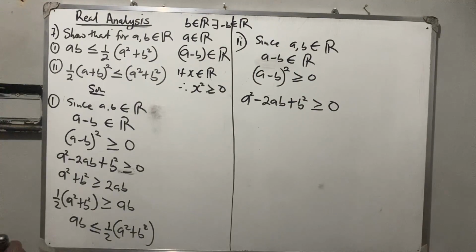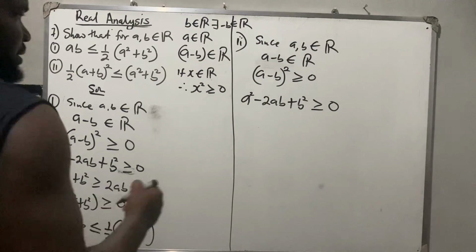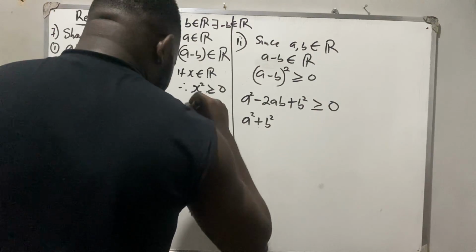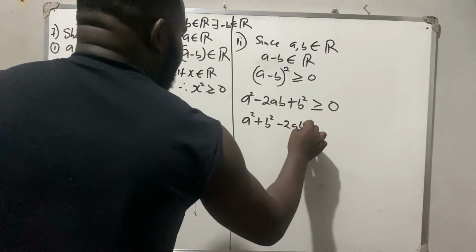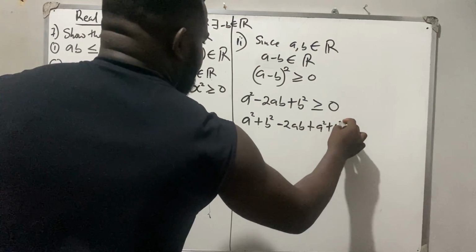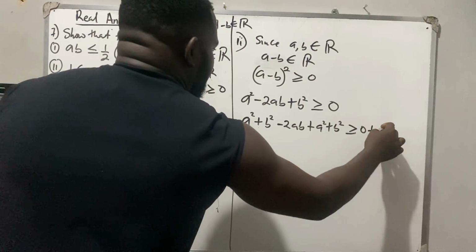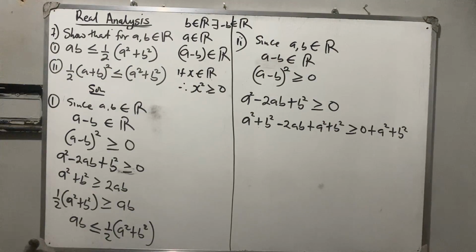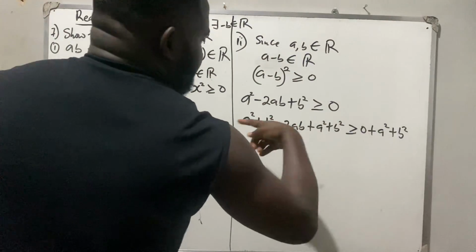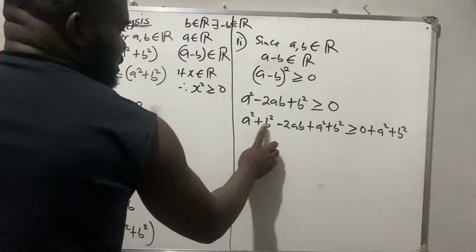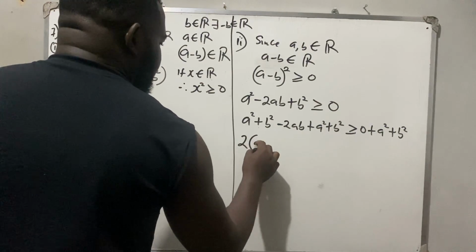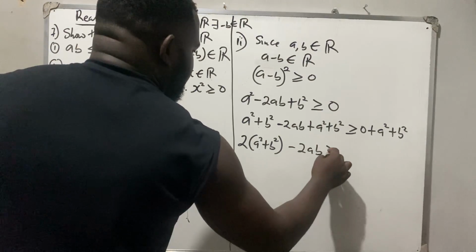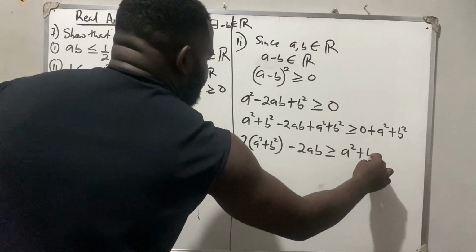So having this now, let us add a squared plus b squared to both sides. So I have a squared plus b squared, then minus 2ab, then plus a squared plus b squared is greater than or equal to 0 plus a squared plus b squared. Now, let me take this one to this side. In fact, add 2ab to both sides. Now this plus this will give you 2 into a squared plus b squared, then minus 2ab is greater than or equal to a squared plus b squared.